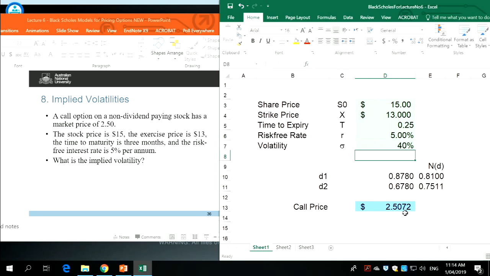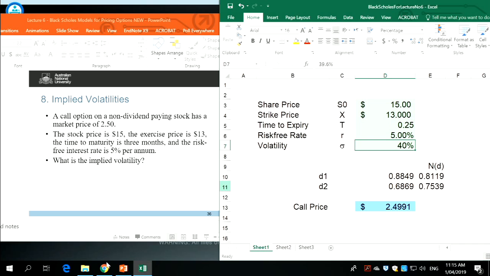40% is pretty close, right? But that's higher than $2.50. So that's $2.51, right? So perhaps you want to try something like 39% volatility, slightly lower. Then you try something like that, and that's pretty close, right? So basically, by using this trial and error iterative procedure, we work out the implied volatility is 39.6%. So that's how people use the option price they observe in the market and back out the sigma.